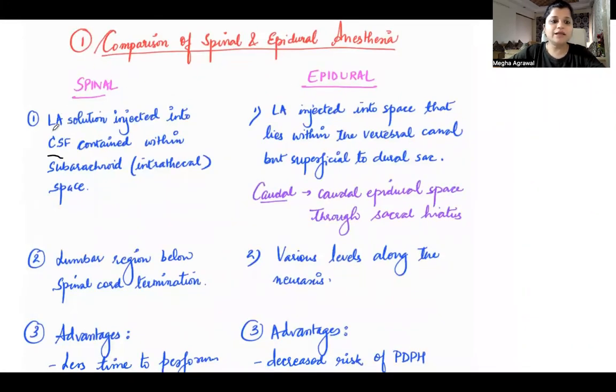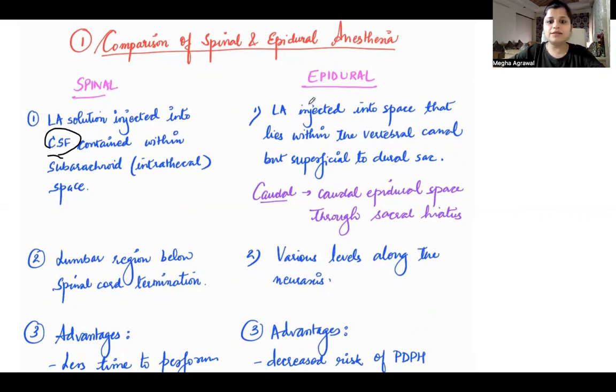So in spinal, the local anesthetic solution is injected into the cerebrospinal fluid. It is contained within the subarachnoid space, that is the intrathecal space. As you must have seen during your MBBS postings, the lumbar puncture, when we had to take the CSF sample. It is a similar technique, just that in this we deposit a drug into that space. So the local anesthetic solution is deposited into the cerebrospinal fluid.